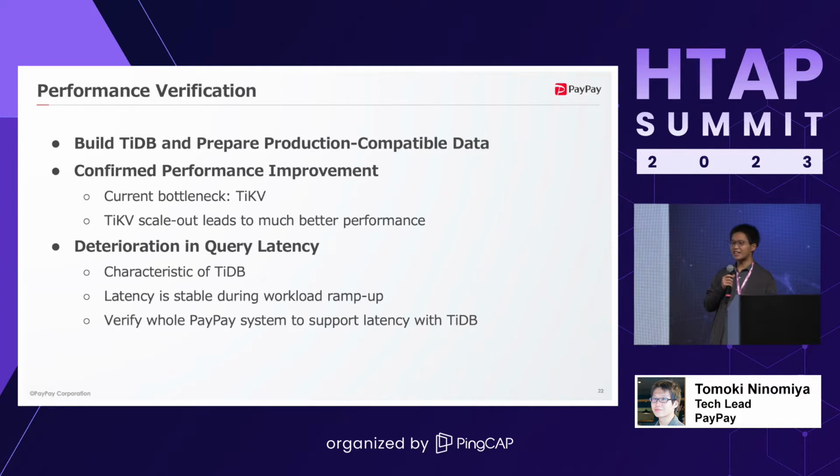However, we have another finding: deterioration in query latency. I think this is well known for distributed databases. Due to its architecture, TiDB's latency is a little bit higher than a normal RDB. But latency is stable during workload ramp up. So TiDB has more capacity, but average latency is a little bit deteriorated. So what we need to do is to verify that the whole PayPay system is able to support the latency of TiDB, to be more elastic.